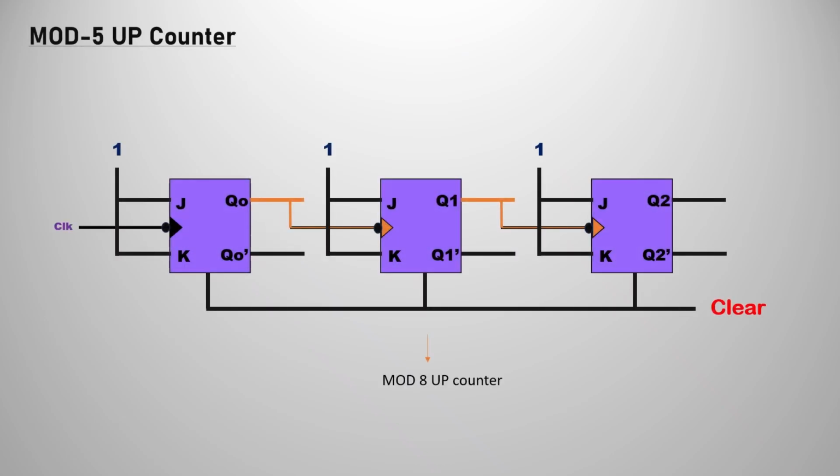First of all, we need to construct the mod 5 up counter. For that, I am taking the mod 8 up counter. First of all, we need to take the full modulus counter. In the full modulus counter, we are going to have some logic so that we obtain the mod 5 up counter. So I took the mod 8 up counter. We are going to have the NAND logic now.